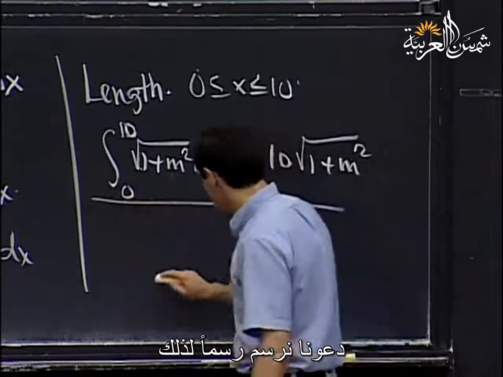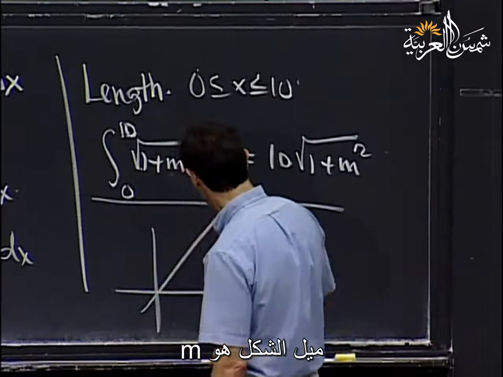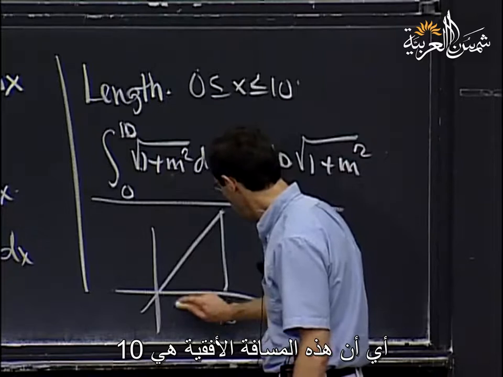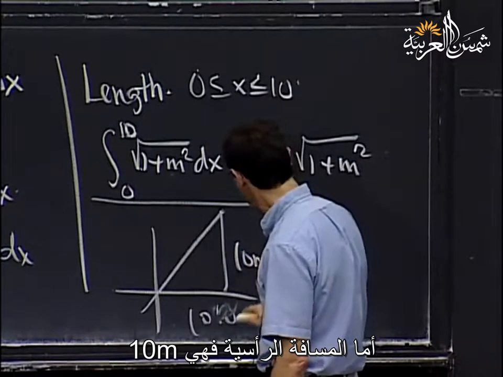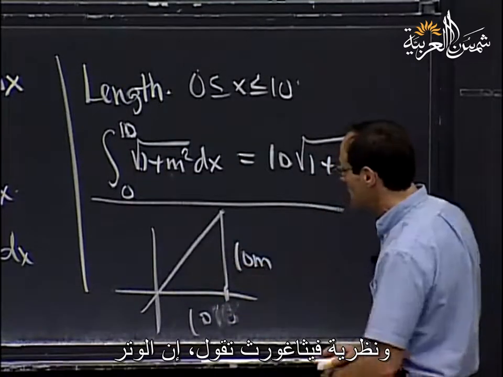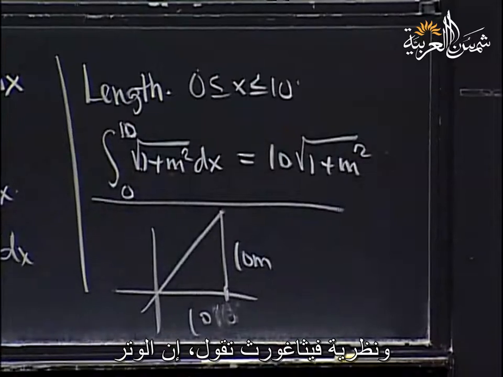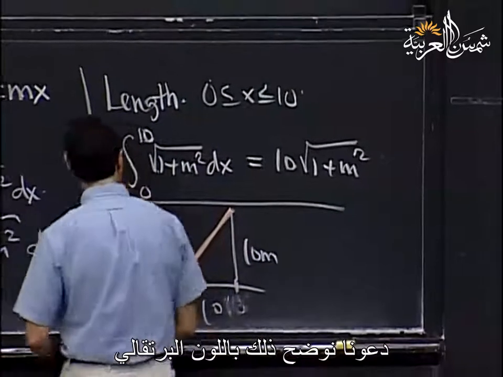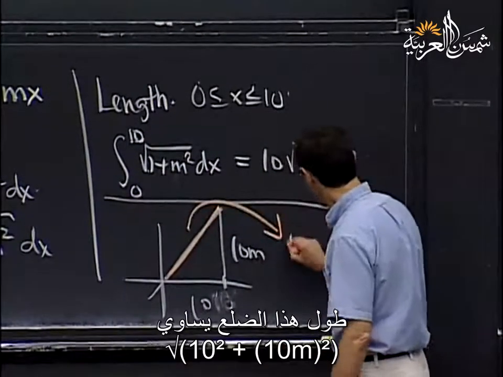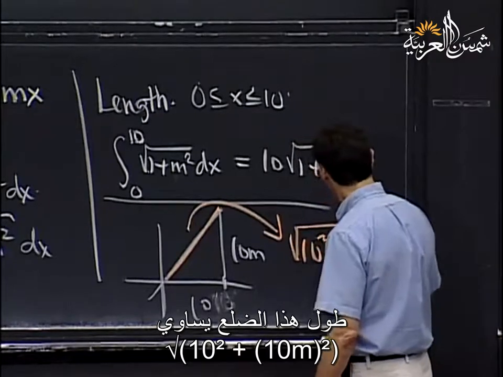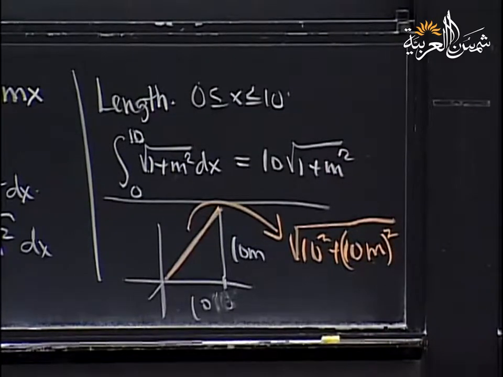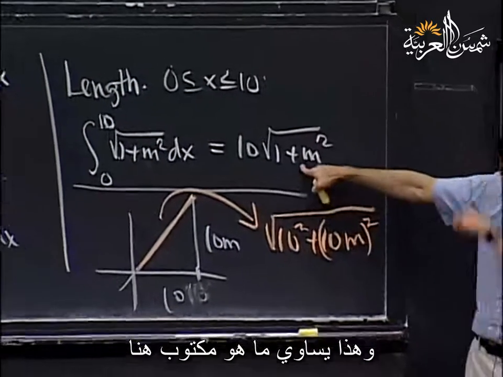Let's just draw a picture of this. This is something which has slope m here, and it's going to 10. So this horizontal is 10, and the vertical is 10 times m. Those are the dimensions of this. And the Pythagorean theorem says that the hypotenuse, not surprisingly, let's draw it in here in orange to remind ourselves that it was the same type of orange that we had over there, has length the square root of 10 squared plus 10m, the quantity squared. That's the formula for the hypotenuse. And that's exactly the same as this.